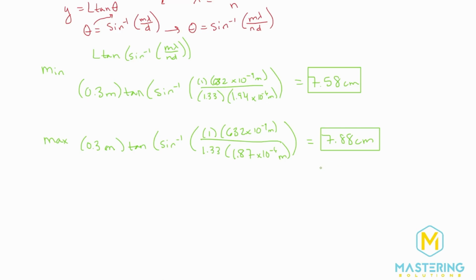Or, I guess they want us to take it one step further. They want us to subtract these two: 7.88 minus 7.58 centimeters. We don't really need a calculator because it's going to be 0.3 centimeters. That's your final answer, that's how much it's spreading. Like I said, I feel this was a pretty challenging question in its setup.